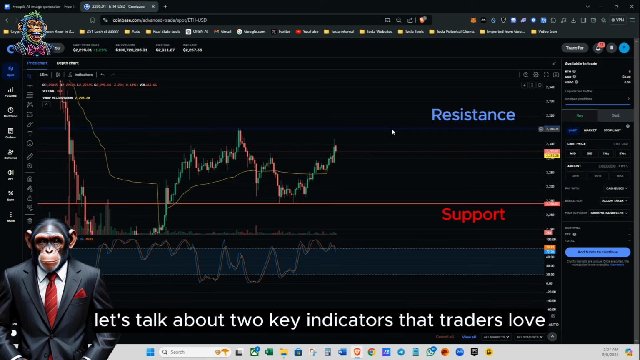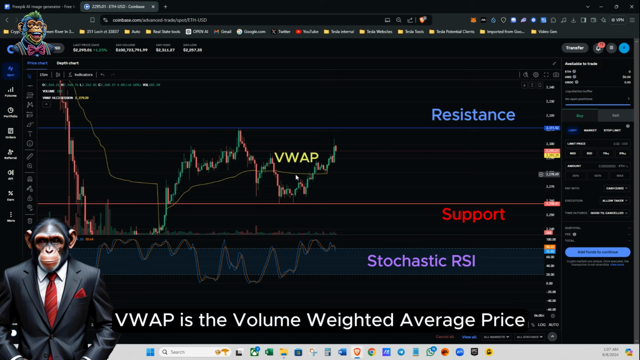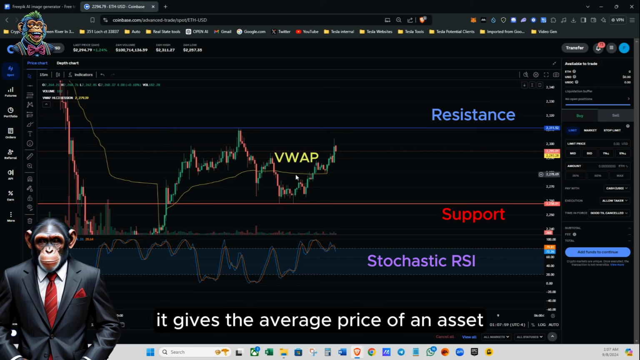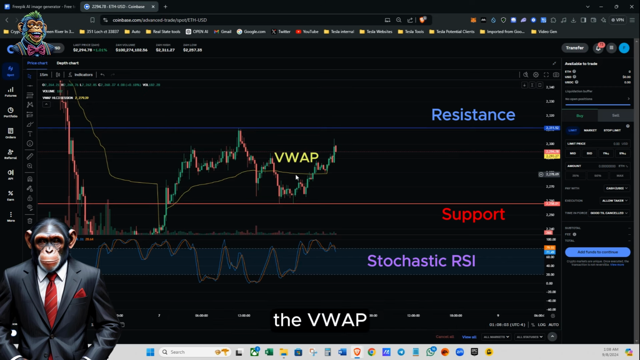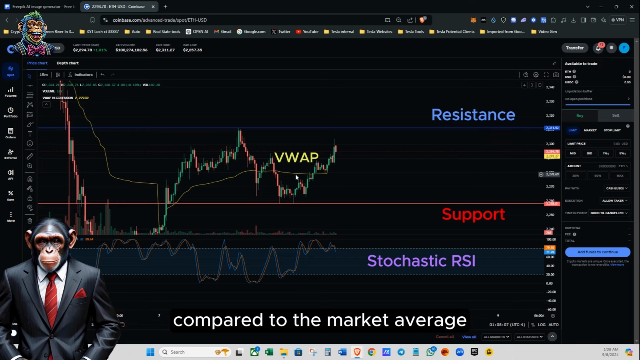Next up, let's talk about 2 key indicators that traders love: VWAP and RSI. VWAP is the volume weighted average price. It's an essential tool for traders. It gives the average price of an asset based on both price and volume. The VWAP helps you understand whether you're paying more or less compared to the market average.